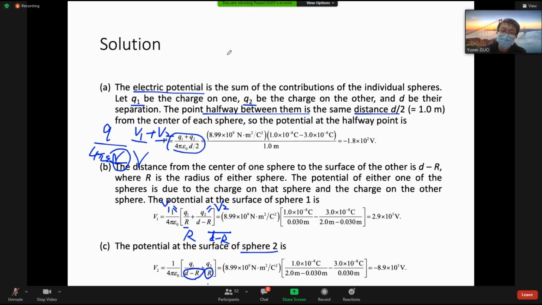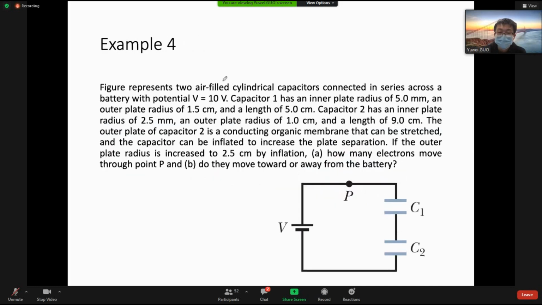Okay. Any problems for these two questions? Maybe you can go through the example 4, and if you have any questions, you can come up in the chat box.